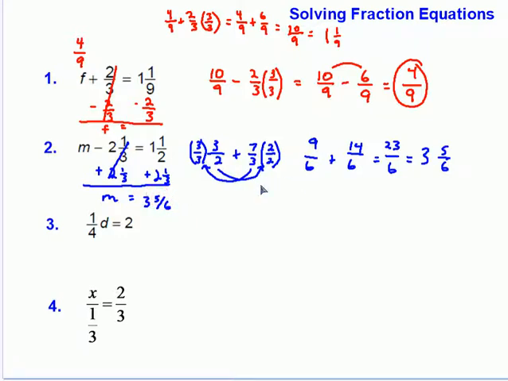Now we can check that. However, to keep this video kind of short, I'll let you do the checking. 3 5/6 is the value we'll substitute in for m, and then we'll subtract 2 1/3 and see if that gives us 1 1/2. Alright, let's move on to multiplication.